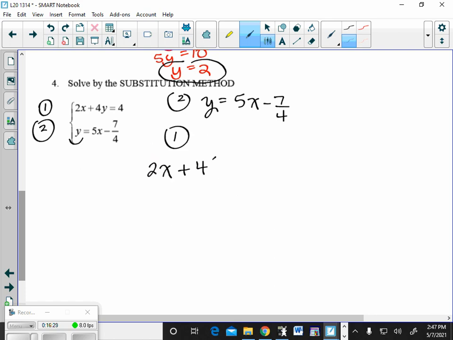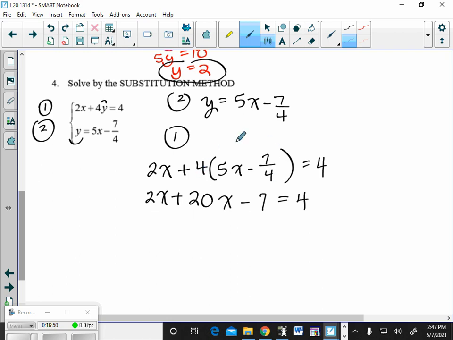2x plus 4. Instead of our y in this equation, we're going to put (5x minus 7)/4, and that's equal to 4. So now we have 2x plus 20x minus 7 equals 4. So 4 times 7/4 is 7. And then we have 22x minus 7 equals 4. 22x equals 11. And dividing both sides by 22, we get x equals 1/2.